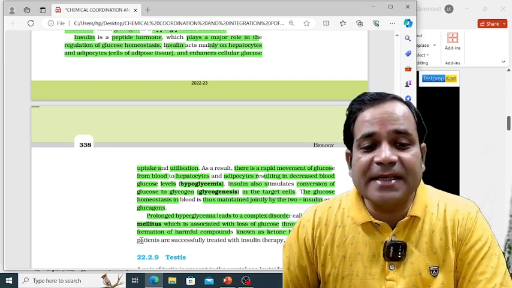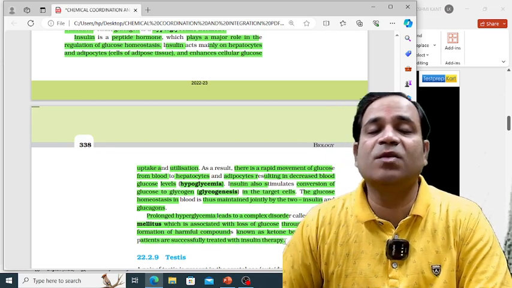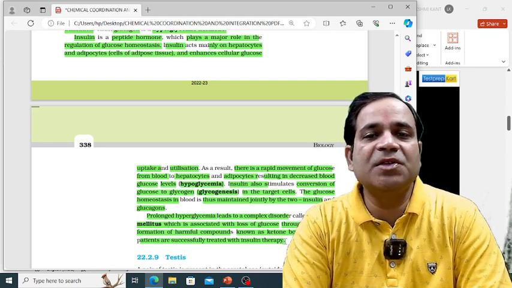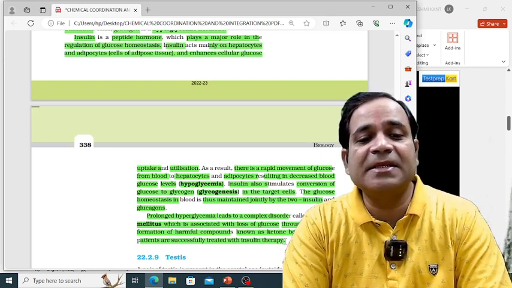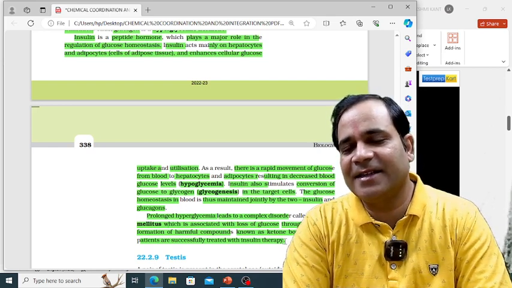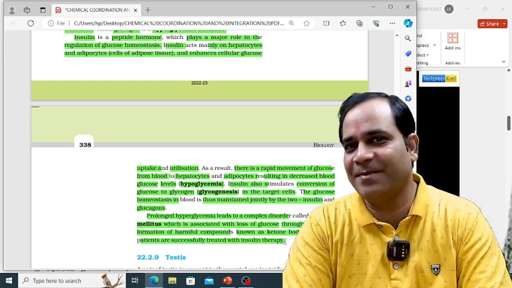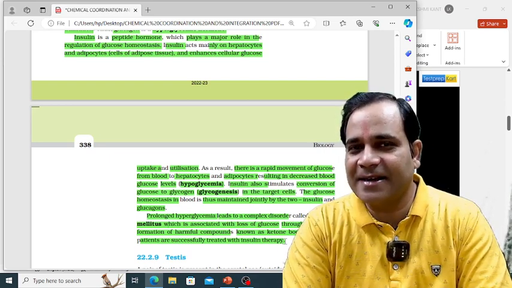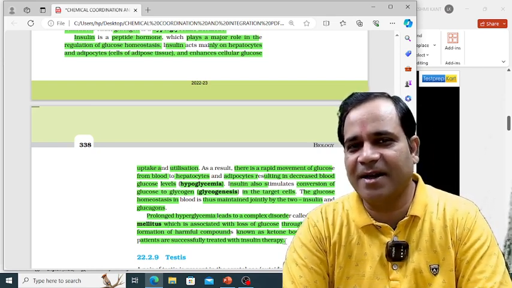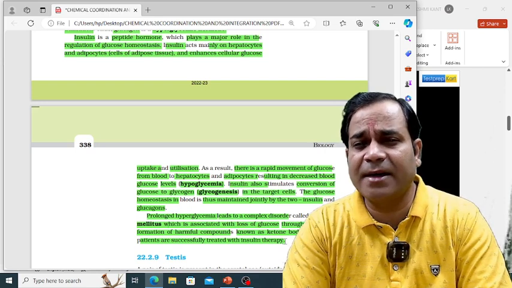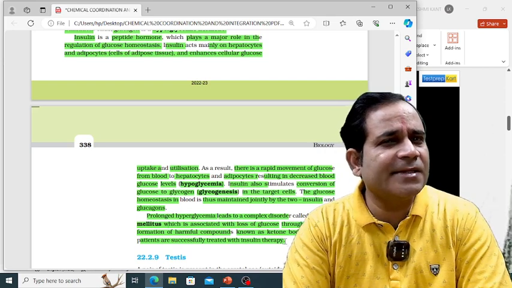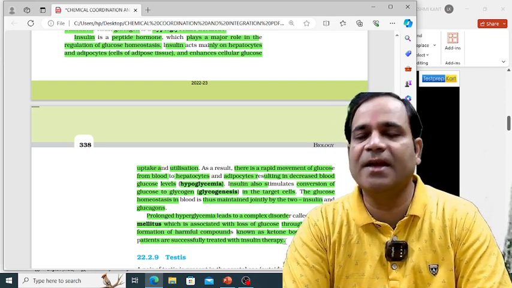And diabetic patients are successfully treated with insulin therapy. If the person is facing such problems, then patients are successfully treated with which therapy, my dear? Correct. That is known as what? Insulin therapy. Is that clear, my dear? If this is clear, then that's fantastic. These are very, very important points, my dear, that I'm telling you right now. If you listen to this carefully, then it is fantastic for all of you.